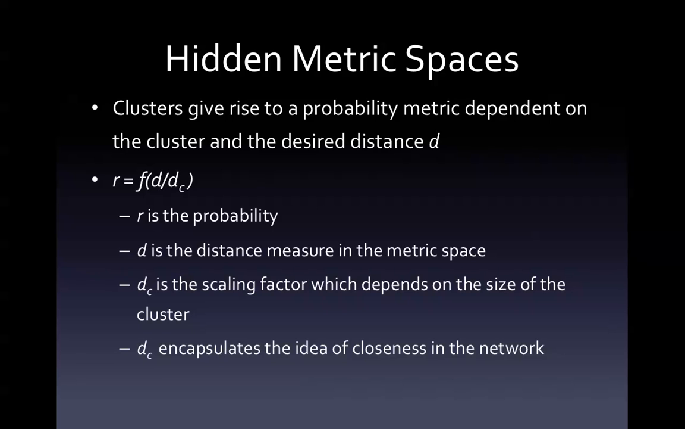We can look at it as a function of d over dc. d is the distance that we're measuring in the metric space, and dc is the scaling factor, which depends on the size of the cluster. If you think about it, this coefficient encapsulates the idea of closeness, because if you're in a cluster, you're close to your neighbors. So this distinguishes nodes that are, quote, far and, quote, close to one another. This gives us a nicer way of describing that idea.